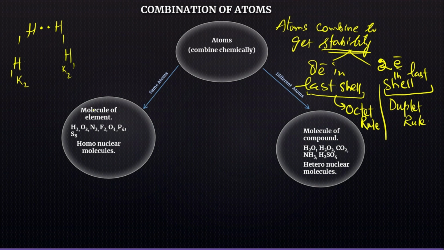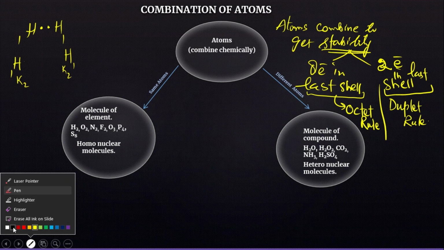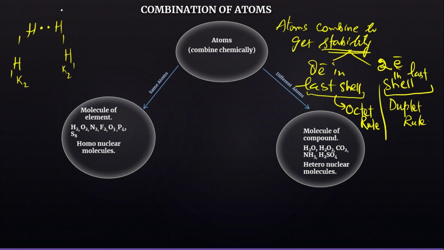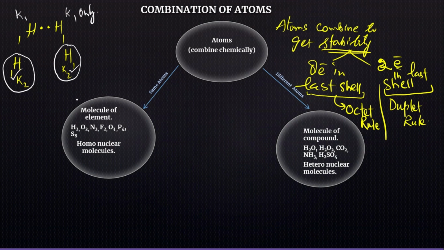But before bonding, when they were separate and not in a bond, the configuration was K1 only. Here it was also K1. But after bonding, they get stable. Their electronic configuration after bonding is K2 each. Here it's K2 and here it's also K2. So having 2 electrons in the last shell, we call that the duplet state.